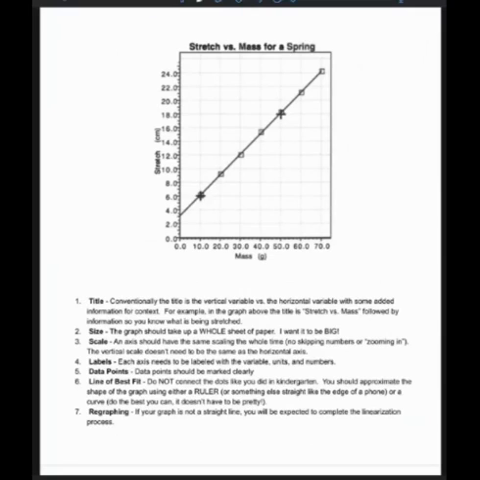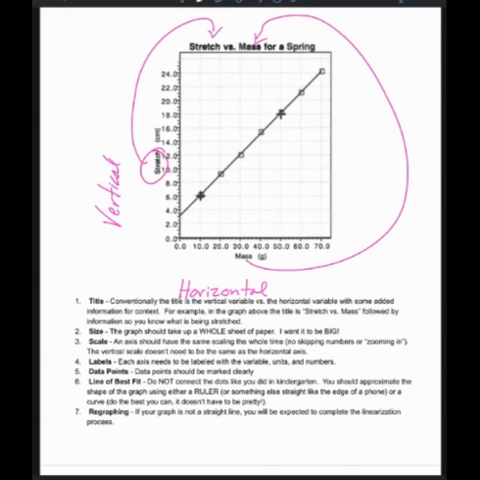So conventionally, the title is the vertical variable versus the horizontal variable with some added information for context. So this is the vertical and horizontal goes this way. And so that's where we get the vertical versus the horizontal. And then to make it make more sense, we say for spring. So how much something stretched versus the mass, we're like, what's going on? But if I say for a spring, then it makes a little bit more sense.